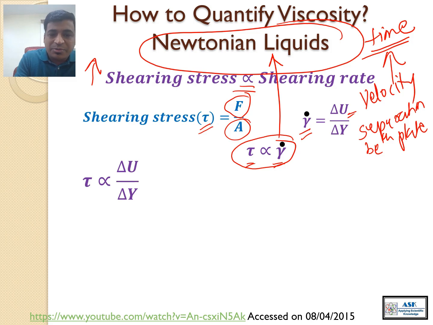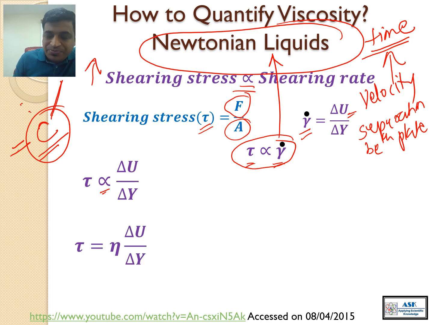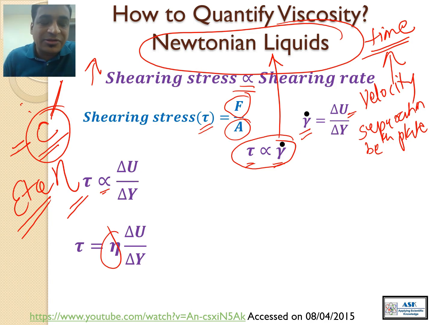So we know that tau is proportional to delta U over delta Y, and I would like to get rid of this proportional sign. And how can I do that? Well, I can introduce an equal sign, and then I have to introduce some constant. So I can say C, but I don't have to use C because the international community has already decided what the name of this constant will be, and they call it eta. That's the Greek letter eta.